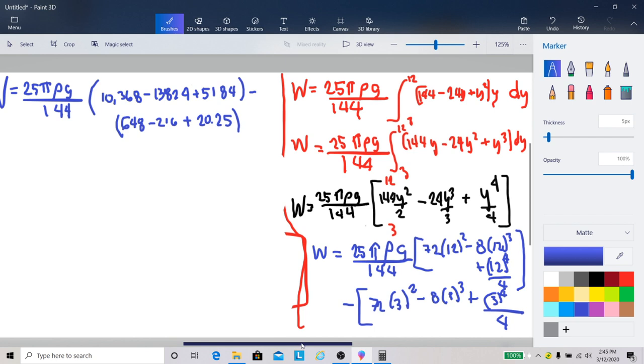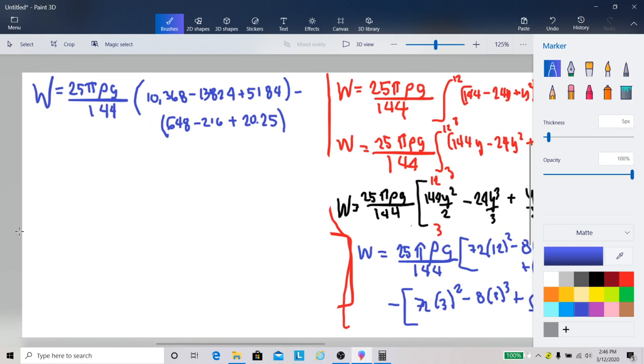So the work will be equal to 25 pi rho, which is 1000, g, which is 9.81, and 144. And then we have to evaluate this one. What will be the value of this one, and what will be the value of this one, and we have to subtract.